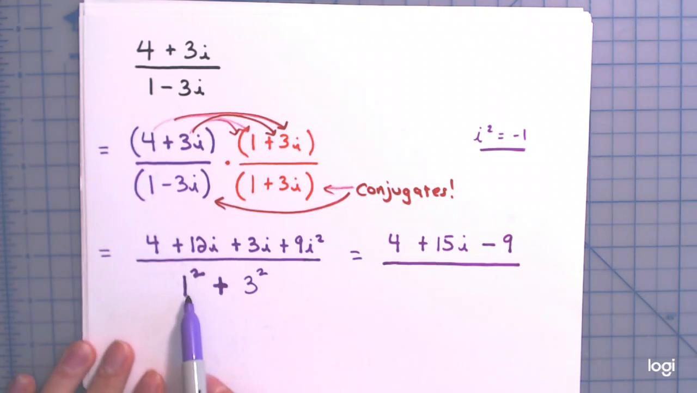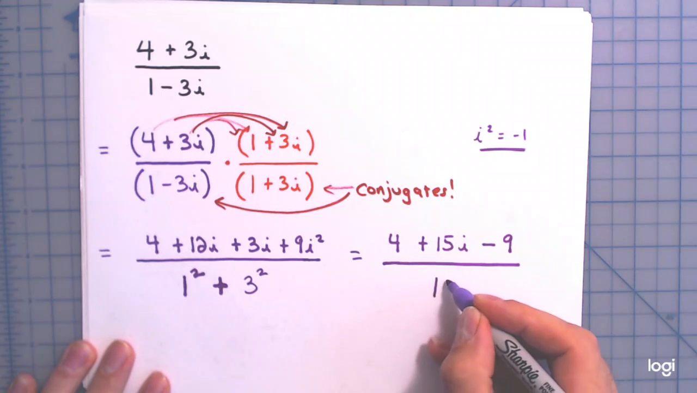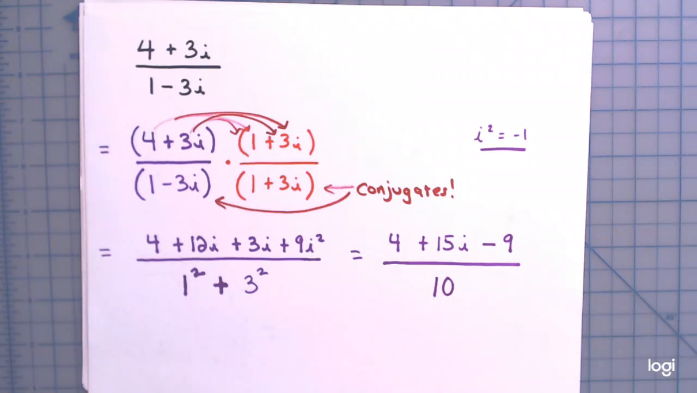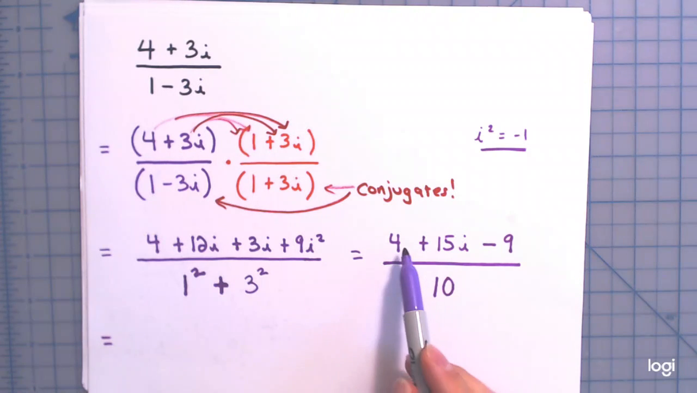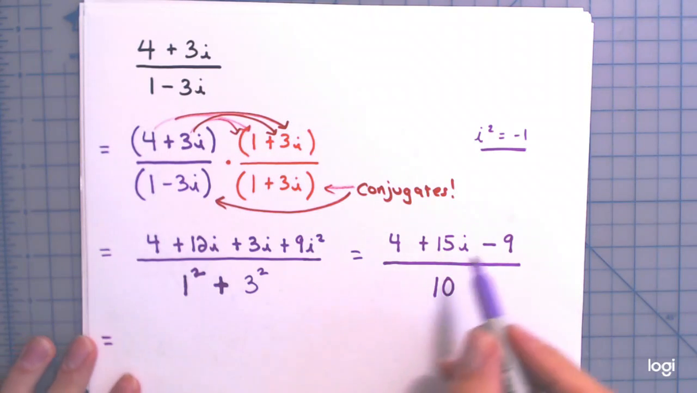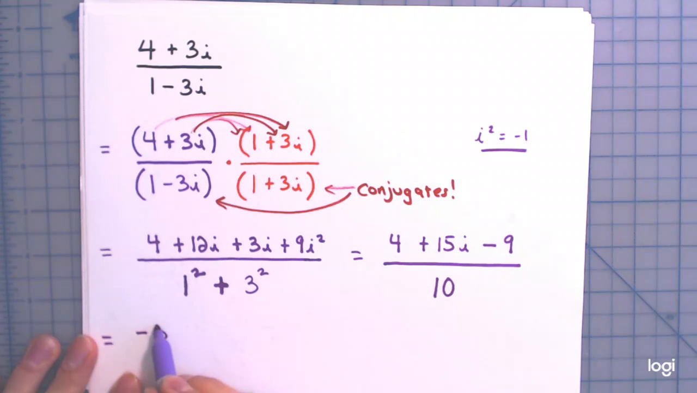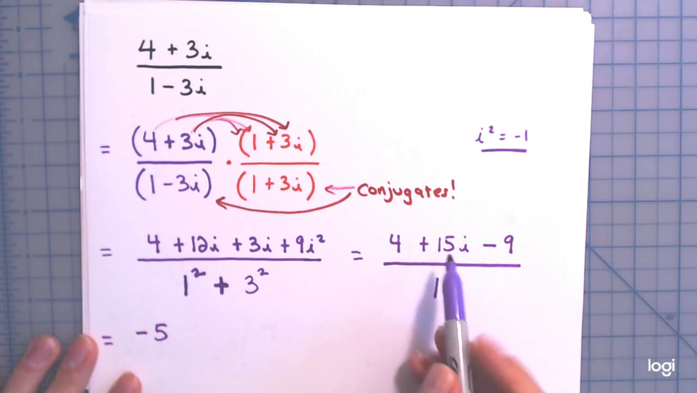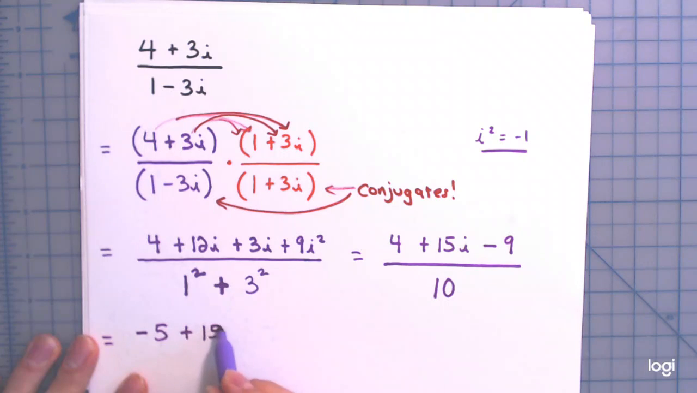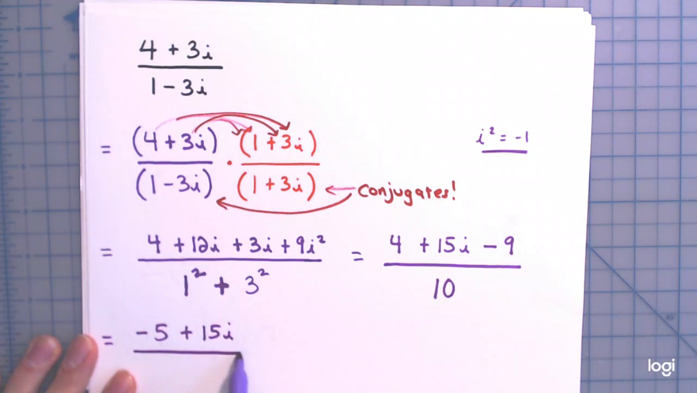The denominator, I'm just going to simplify right now. That's 1 squared is 1 plus 3 squared, or even negative 3 squared if you wrote that. That's positive 9. 1 plus 9, 10 in the denominator. And totally simplifying the numerator, right? You have these real numbers, 4 and negative 9, that I can put together. 4 plus negative 9 would be negative 5. And then you have the imaginary number, the plus 15i. And that is all divided by 10.